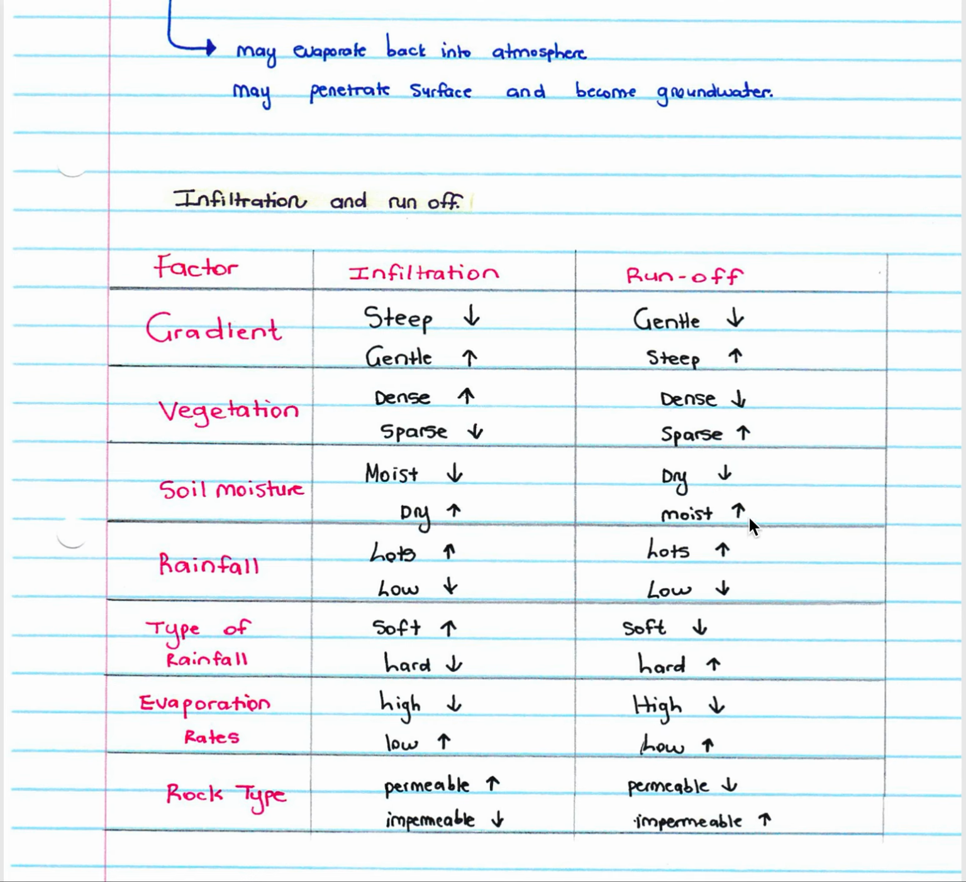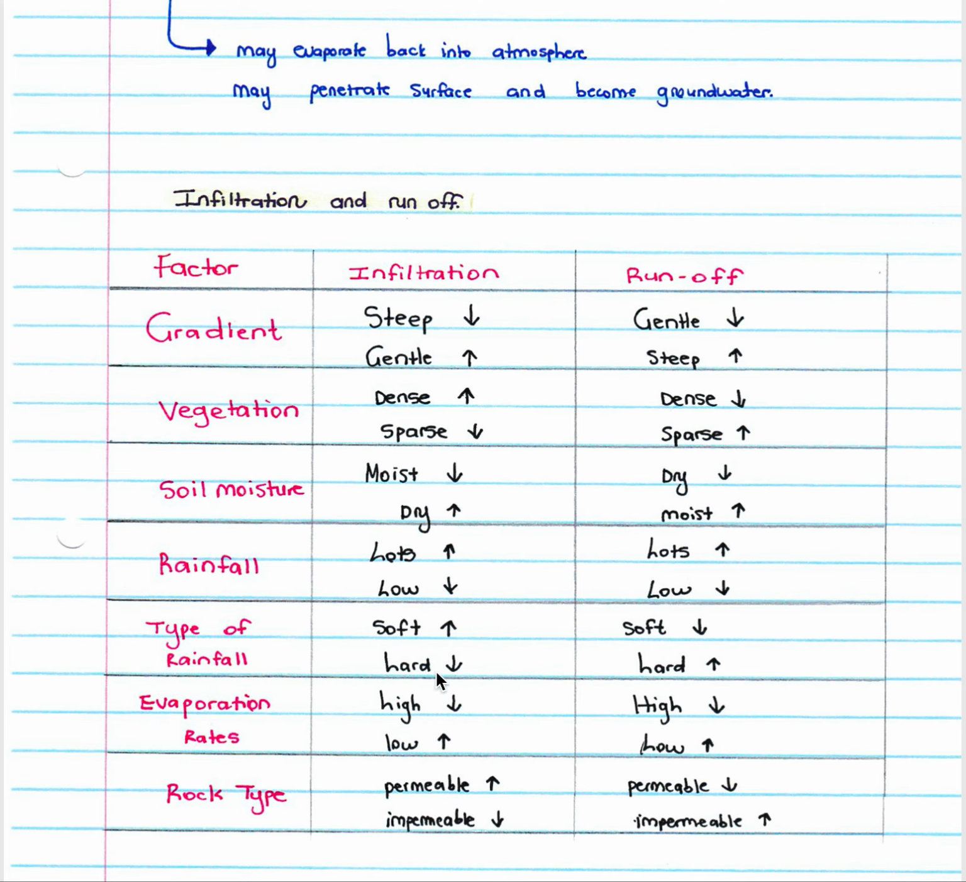And if it's moist, there's more runoff because there's less infiltration. With rainfall, if we have a lot of rainfall, our infiltration will obviously be higher. If we have low rainfall, our infiltration is lower. That is pretty self-explanatory. If we look at our runoff, it is the same. If we have lots of rain, we have increased runoff, and a low amount of rain, we have decreased runoff.